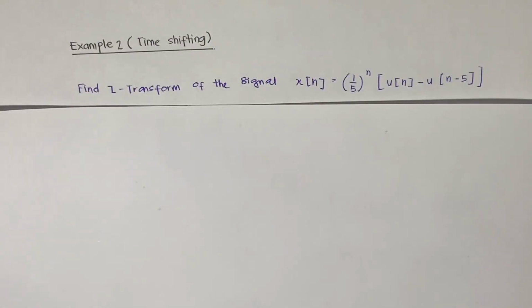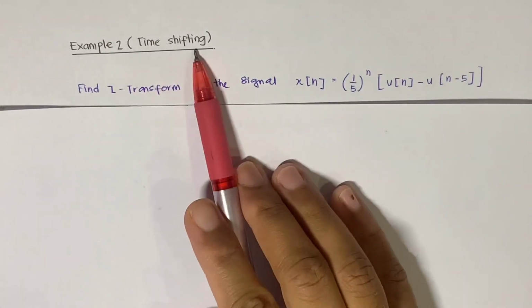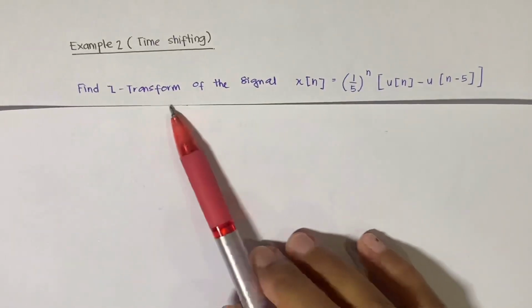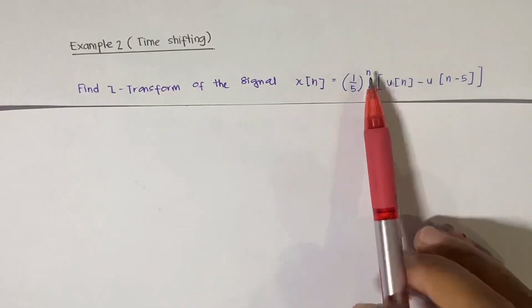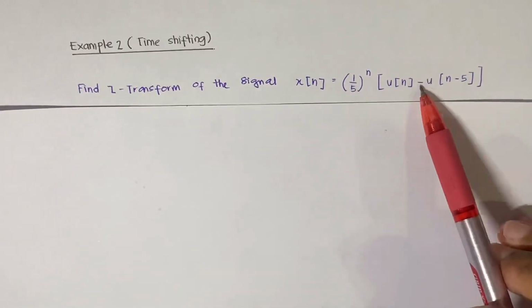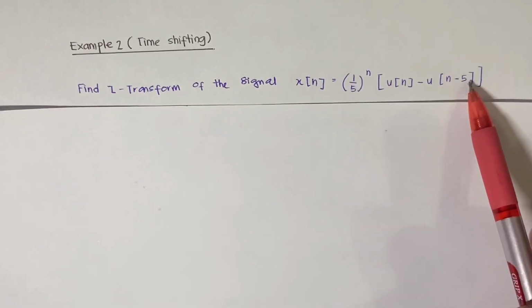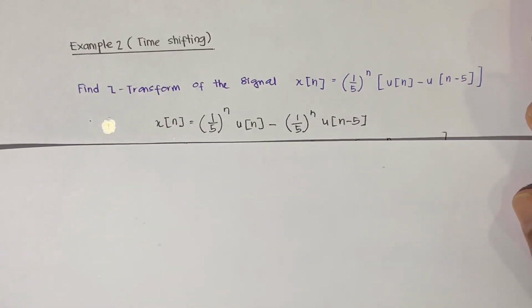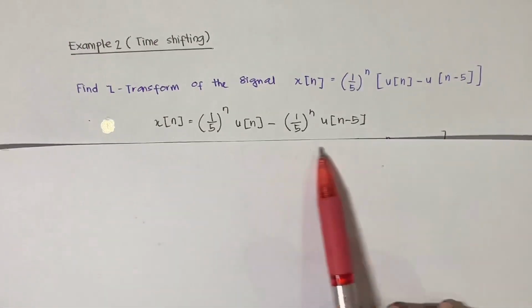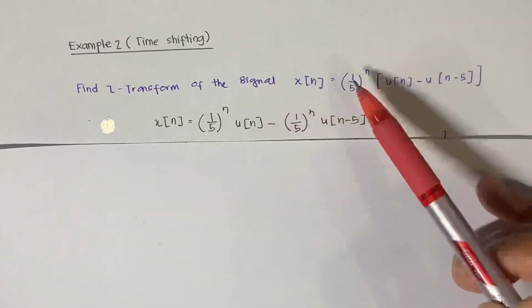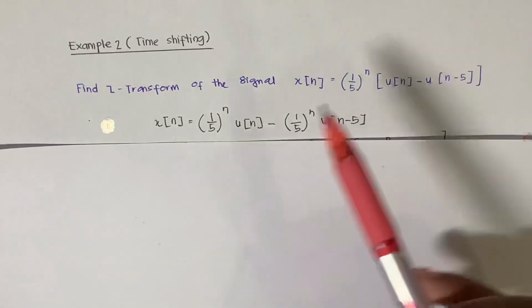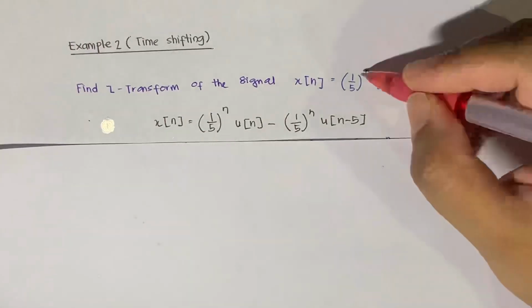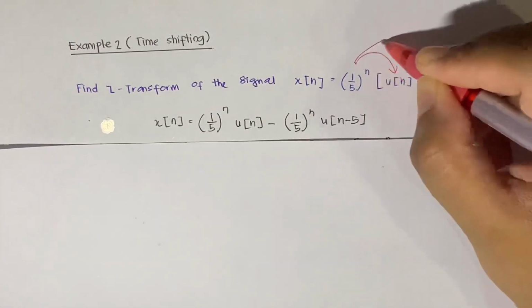Okay, now I will show you the second example of the time shifting property. The question asks you to find the Z transform of the signal x[n] equal to (1/5)^n (u[n] minus u[n minus 5]). Now, you have this signal. You need to expand it, multiply each of the functions here, so you will get it like this.